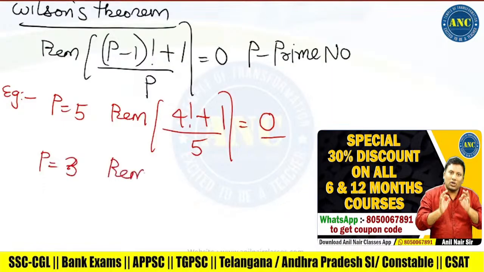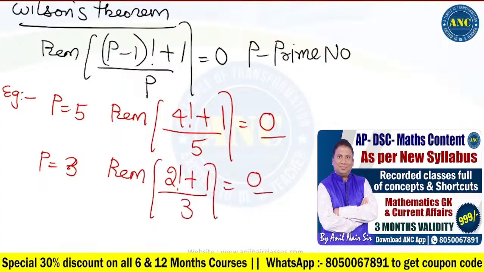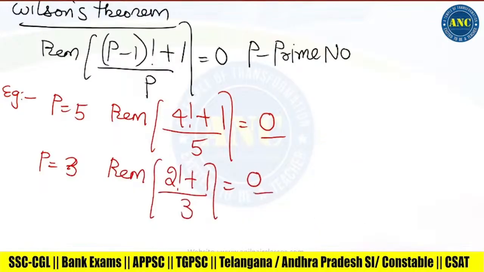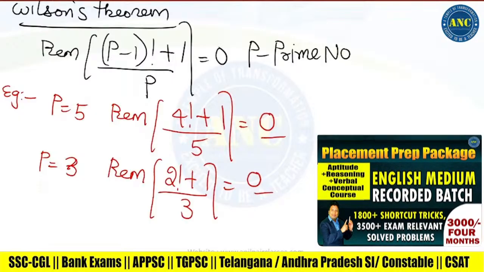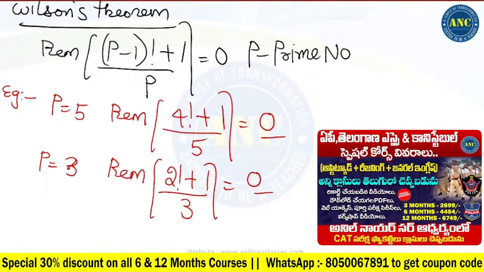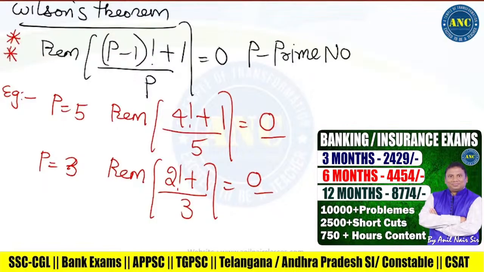If P value is 3, this becomes 3 minus 1 factorial, 2 factorial plus 1, when divided by 3. Again the remainder is 0. I hope it is clear, right? (P minus 1) factorial plus 1 when divided by P, the remainder is always 0, as long as P is a prime number.